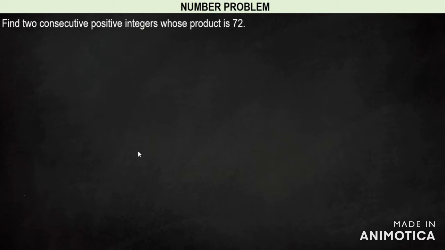So let's have the first example. Find two consecutive positive integers whose product is 72. Then we are going to identify the unknown. The unknown is the two consecutive positive integers. Okay. So next is we are going to define the variables.